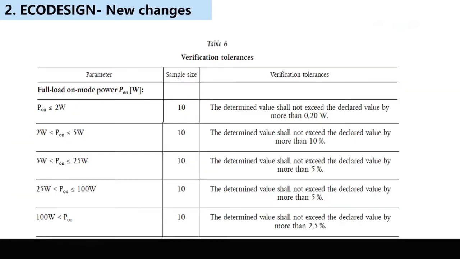And what's more, the verification tolerance has also changed a lot. The one we must notice is that the real power tolerance for 5 watt to 25 watt is only 5% now. Yes, it says it cannot exceed the declared value by more than 5%, but there is no lower limitation. For example, if a lamp is declared 9 watt 800 lumen and the real value is 8 watt 800 lumen, it should be okay. Yes.